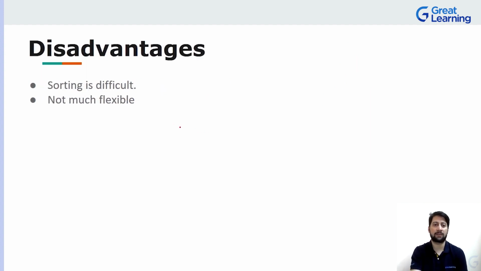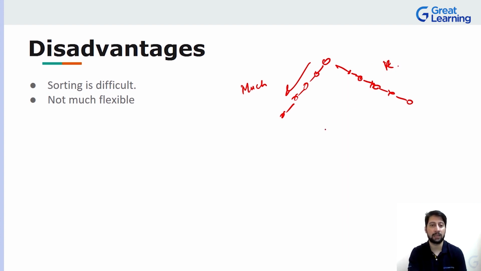Now, if you talk about disadvantages, if you want to sort this binary tree, it is much more difficult. Because we can either go on the left side, which means this is a left skewed tree, or this can be the scenario wherein we have all the elements on the right side of the node. So this can be another scenario, a right skewed binary tree. So sorting is difficult and it is not much flexible.